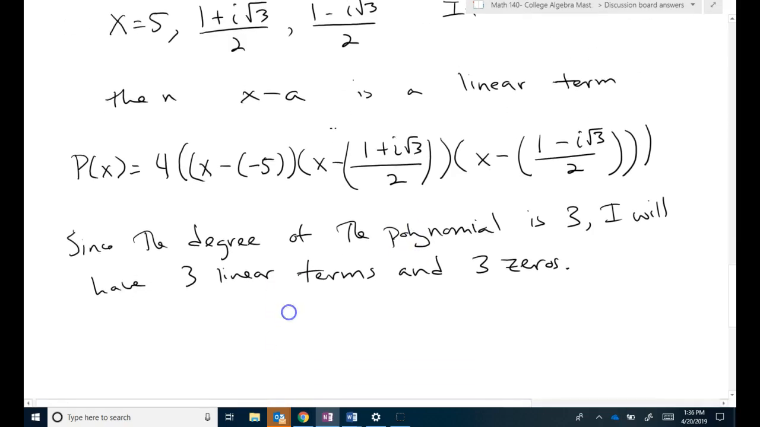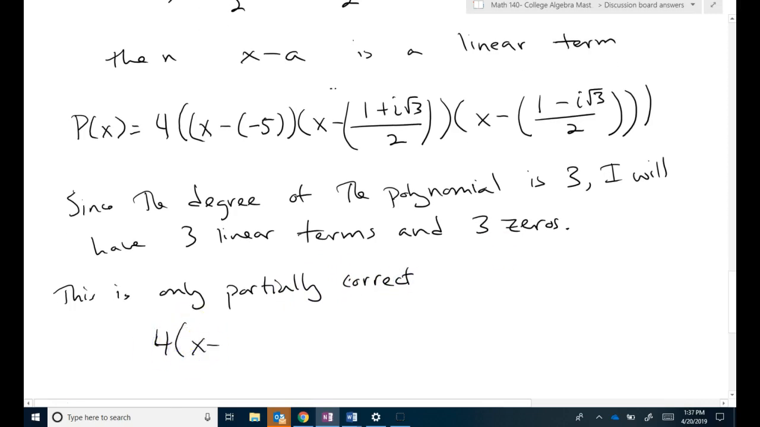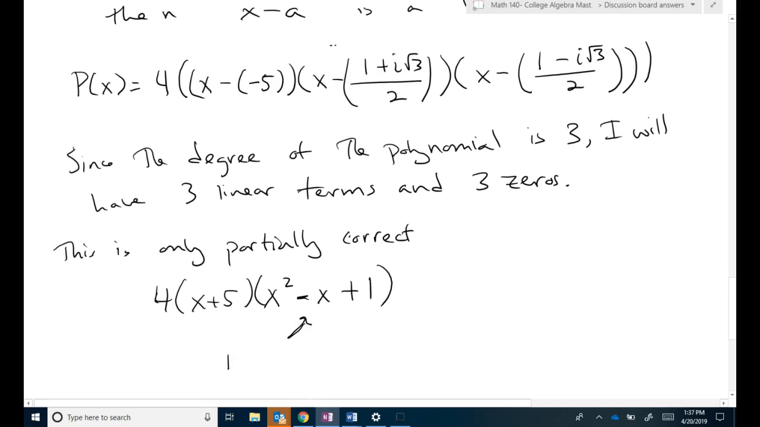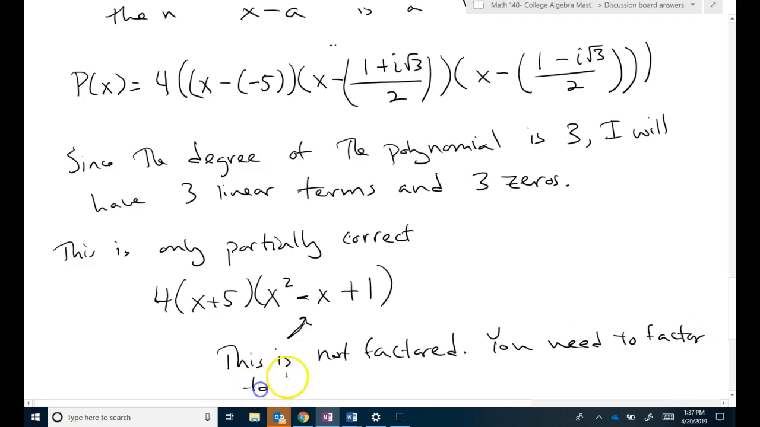Okay? Now, a couple notes. If you write down, right, times x plus 5, right, times x squared minus x plus 1, this is only partially correct. The reason why that's only partially correct is because this is not factored. We need to factor it into complex terms because we are able to do that, and so consequently you need to make sure that you do that, otherwise you're only going to get partial credit. I'll take points off for doing that. Okay? So you need to factor to linear terms. And there we go. That completes it.